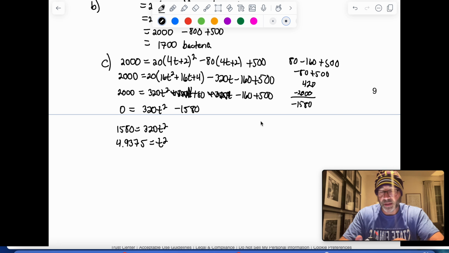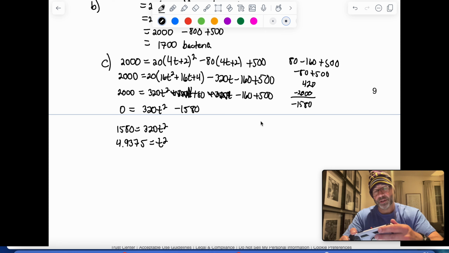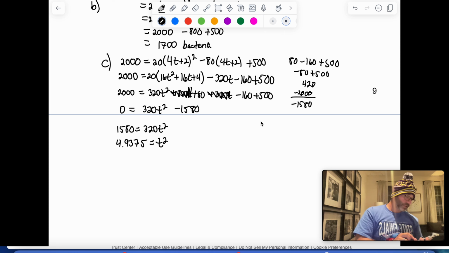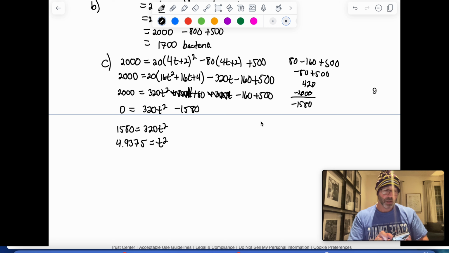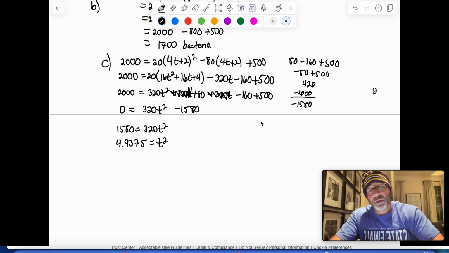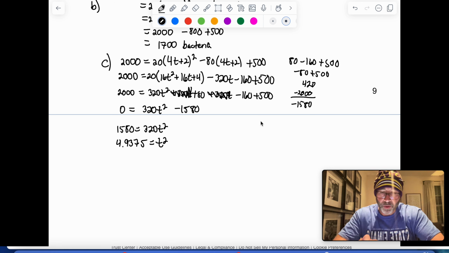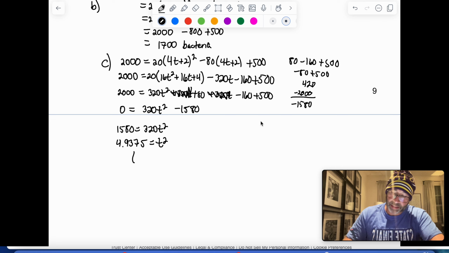We go ahead and take the square root of this. If I can get my calculator to actually do it. I don't have my actual calculator here. All right, hang on, sorry. So we're going to take 4.9375 and we're going to go ahead and take the square root of this, and we're going to get that t is equal to 2.22. That's going to be hours.